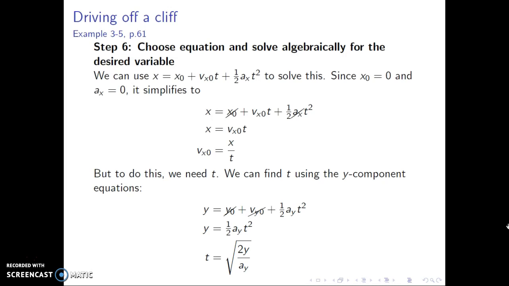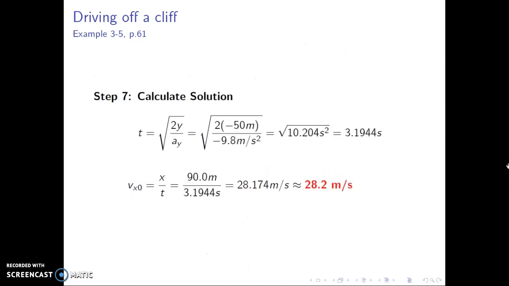Okay, so we've got two equations, one to solve for time, and then knowing time, we can solve for the initial velocity in x. So now, finally, step 7, we're ready to calculate our solution. For time, let's plug in our variables. We know that y is minus 50 meters from our chart, and acceleration is minus 9.8 meters per second squared, giving us a time of 3.1944 seconds.